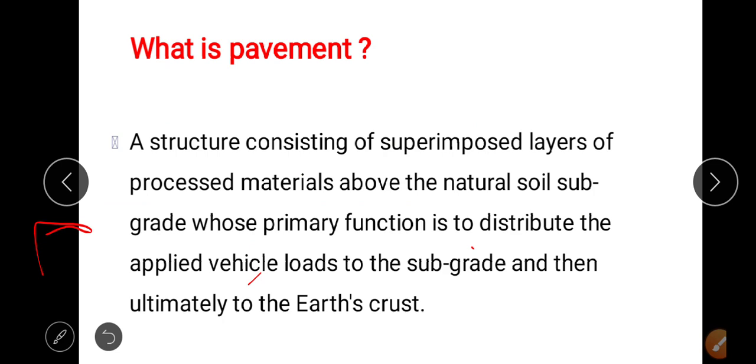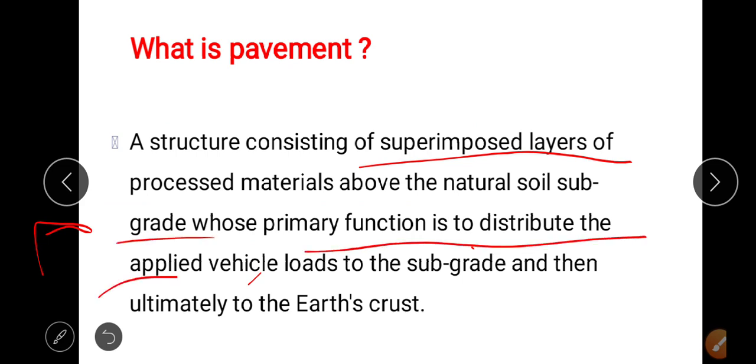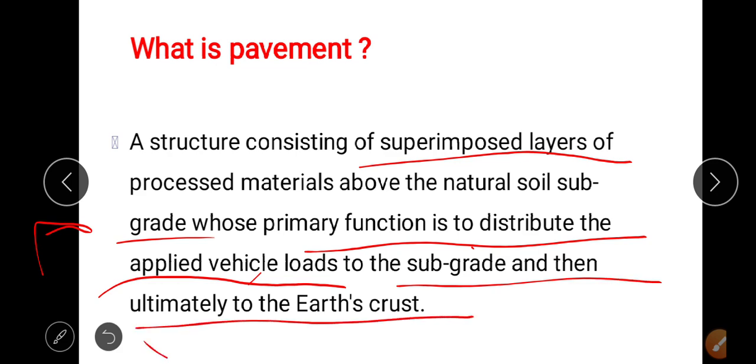What is pavement? Whatever I have told is printed here. A structure consisting of superimposed layers of processed materials above the natural soil subgrade, whose primary function is to distribute the applied vehicle loads to the subgrade and then ultimately to the earth's crust. So, in order to achieve this function, it is properly designed and constructed.